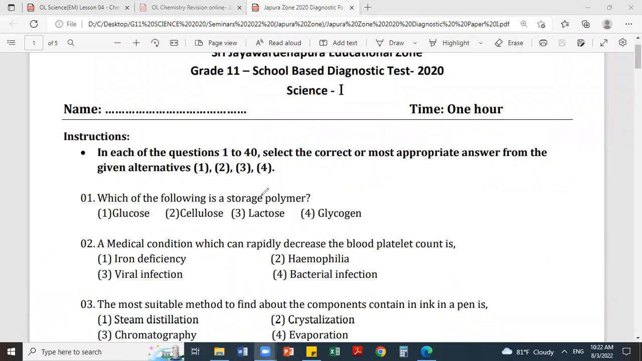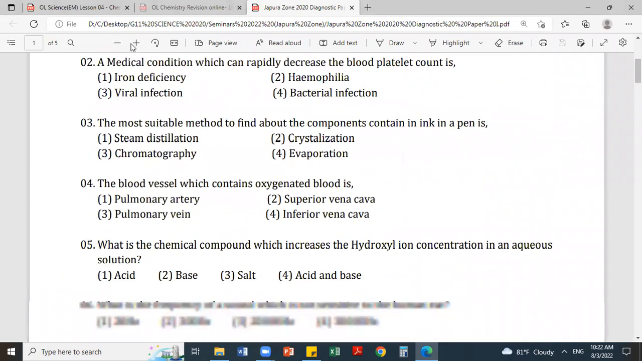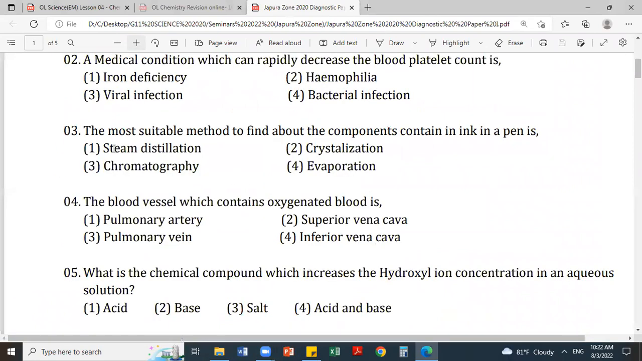The most suitable method to find the components of the ink in a ballpoint pen, the separation of ink or even pigments, you can separate easily by this method. Yes, any volunteers? This is from grade 10, chapter 3. Let's see how many of you will get the answer. Very good. Question number 3, the answer is 3. Very good, you all are correct. Many students replied. Manug also correct.